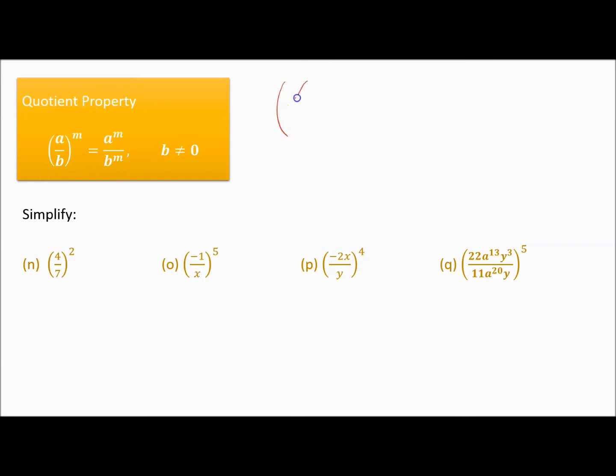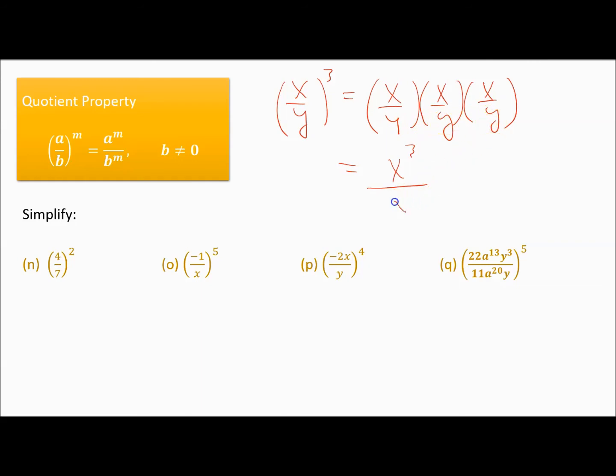If I give you, say, (x over y) to the third, by definition of an exponent, that's x divided by y times x divided by y times x divided by y. Well, multiplying fractions, you multiply numerator times numerator, that's x times x times x, which is x to the third. And also y times y times y is y to the third. So instead of writing all that out, we can simply go from a fraction raised to an exponent. You just apply that exponent to each of your numerator and denominator. It makes life a little easier.